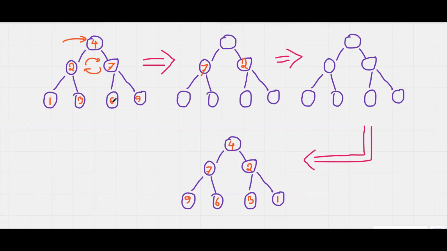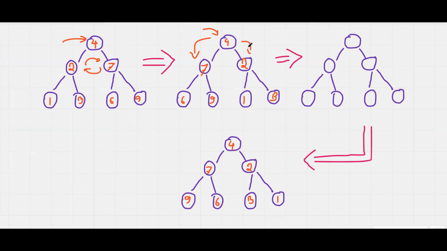The children of 7 are 6 and 9. So we will write 6 here and 9 here. And the children of 2 are 1 and 3. So we have to write 1 and 3 here. And we forgot to write 4 at the top. We are writing it here right now. Anyways, after applying the inversion algorithm on the root, we have to recursively apply the inversion algorithm on the left subtree, and after that on the right subtree as well.